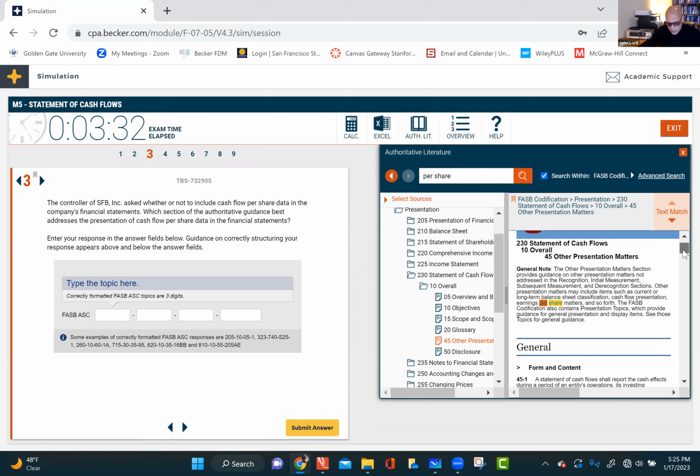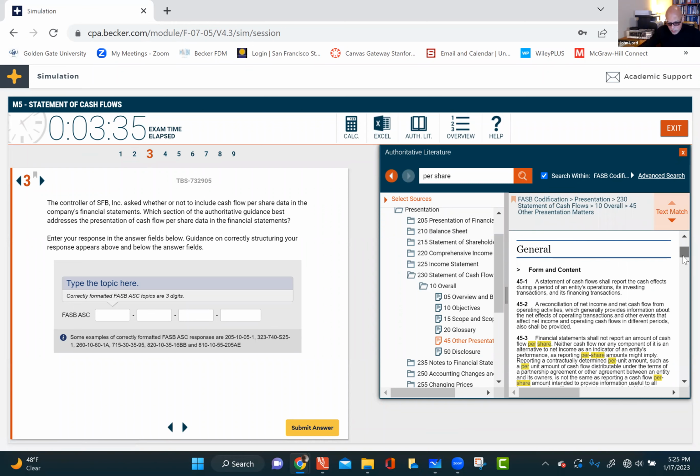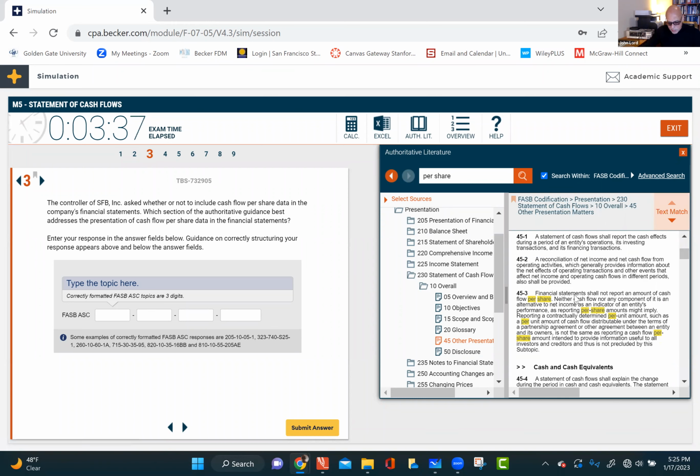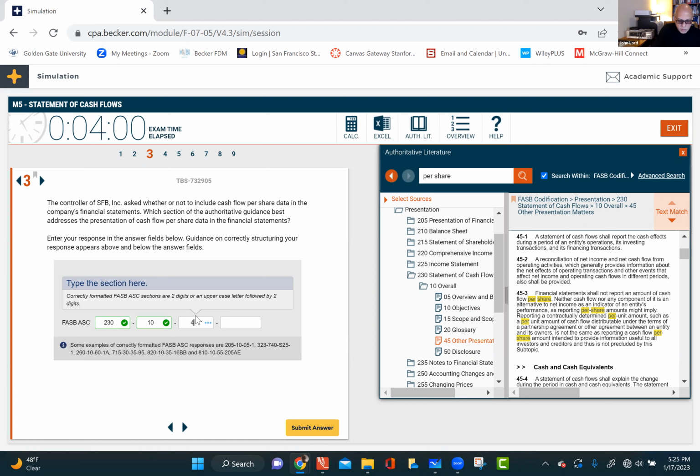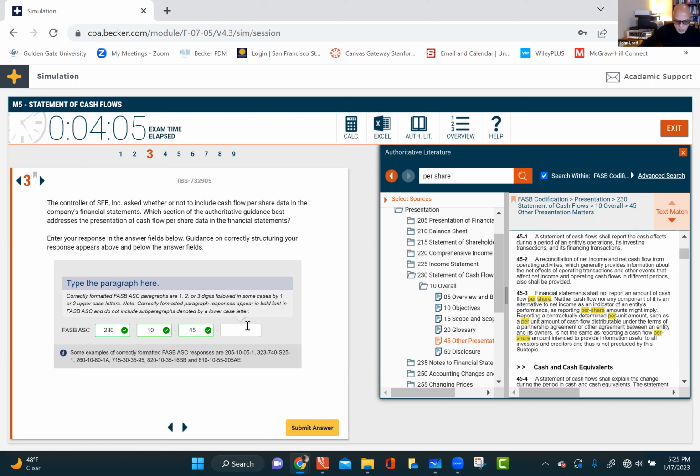And I keep scrolling down, and I look, and they say, here's some per share. Financial statements shall not report the amount of cash flow per share. Does that answer the question? So now I know that I am in topic 230. I was in overall, and I was in section 45, and I was in paragraph, what was it? 3? 3.